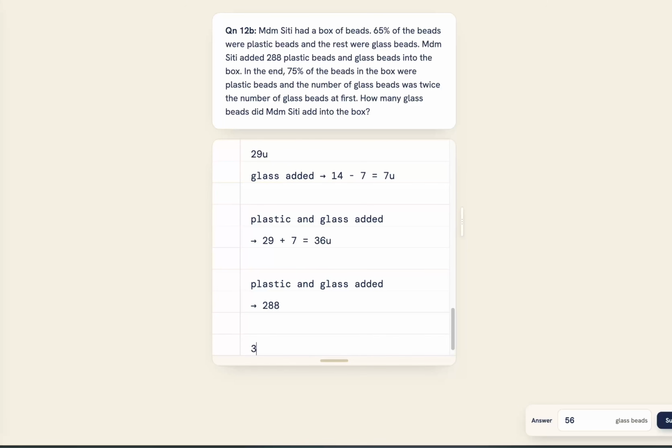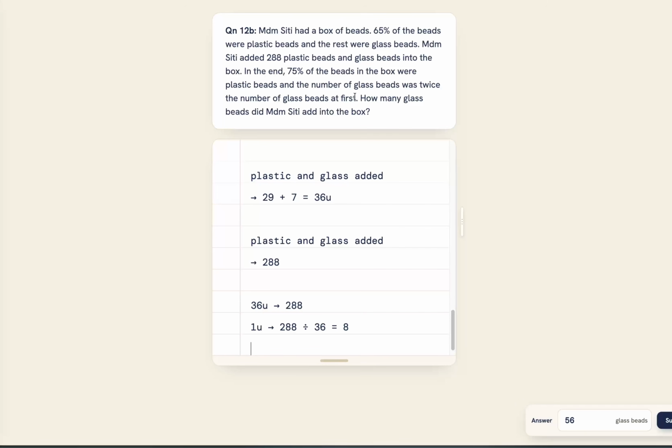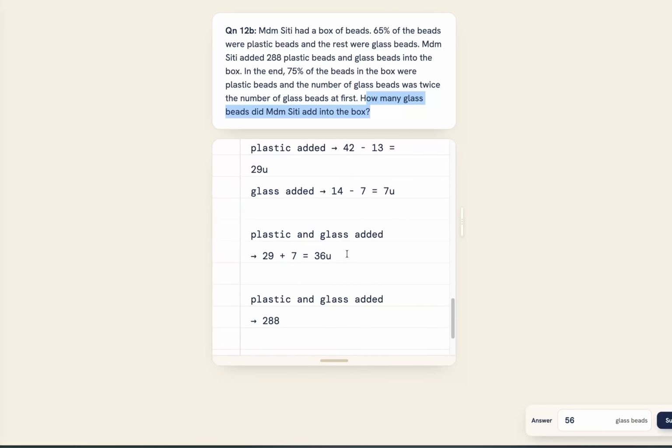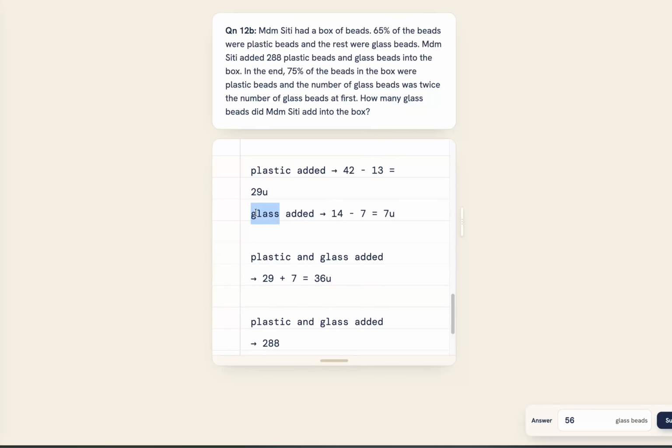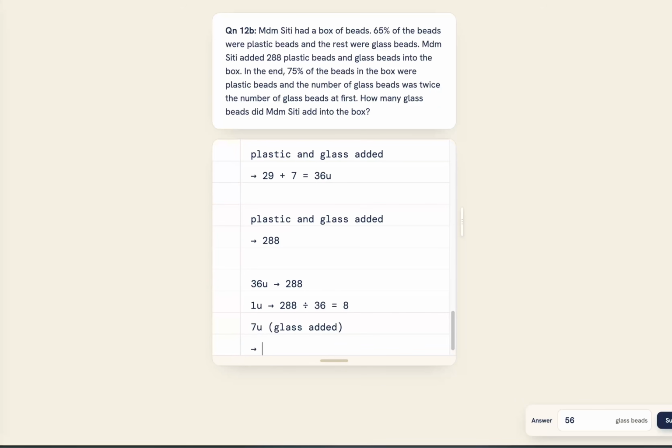Therefore, 36 units is equal to 288. So 1 unit will be 288 divided by 36, and this will give us 8. So therefore, how many glass beads did Madam City add into the box? So 7 units is glass added. In this case, it's just 7 times 8, which is equal to 56. So there you go. That's the answer for question 12B.